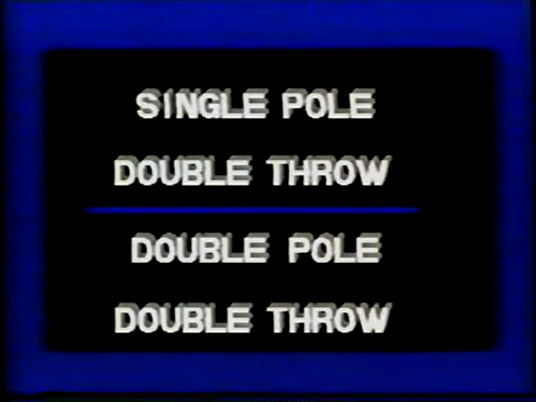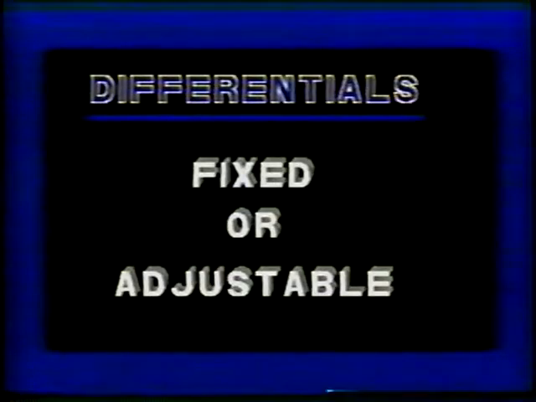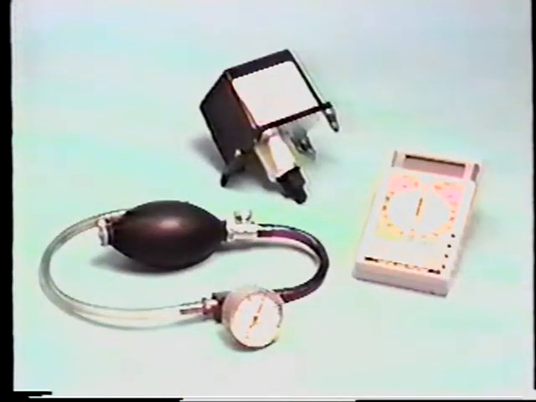Models are available with single pole double throw and double pole double throw switching contacts and come with either fixed or adjustable differentials. The switching adjustment is made by turning a thumb wheel or using a screwdriver. One of the best ways of setting up a PE switch in the field is to use a squeeze bulb and a multimeter.